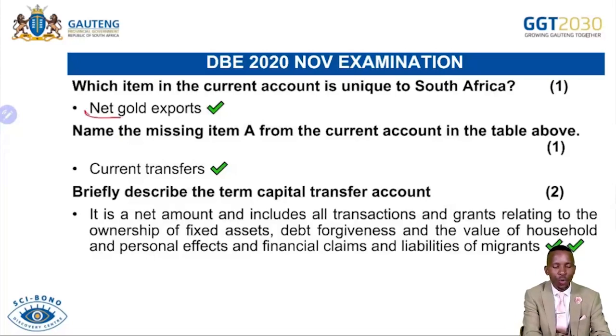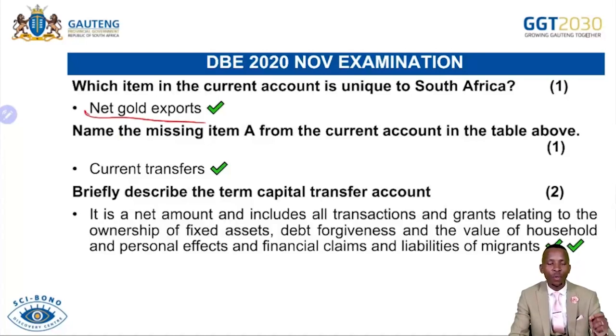Net gold export is unique. Why is it unique? Because South Africa is a main exporter of gold into the entire world. So it becomes unique because we don't import gold, but we export. Remember, we discover net when we take exported gold minus imported gold. So in that case, we'll get a net. In this case, the net becomes unique to South Africa because we don't mainly import gold, but we export gold as a raw material.